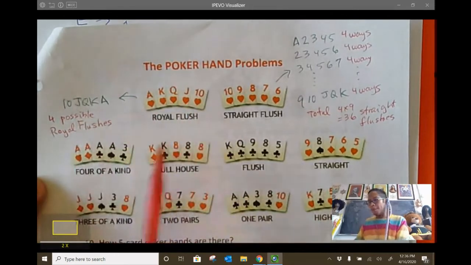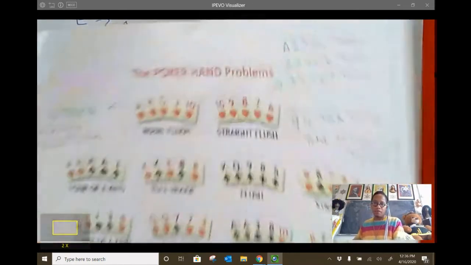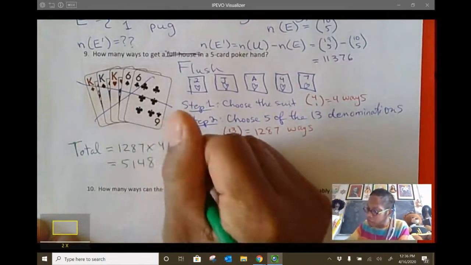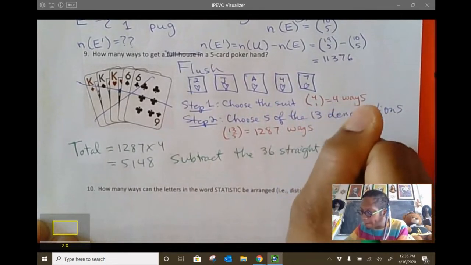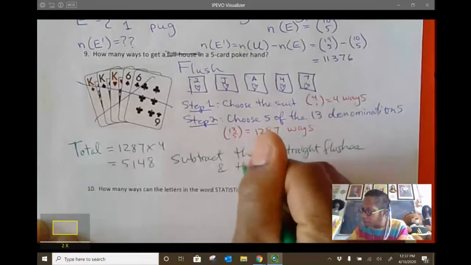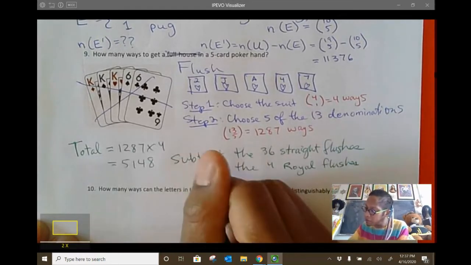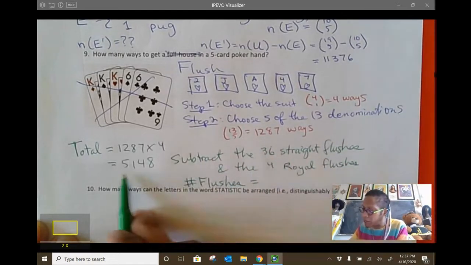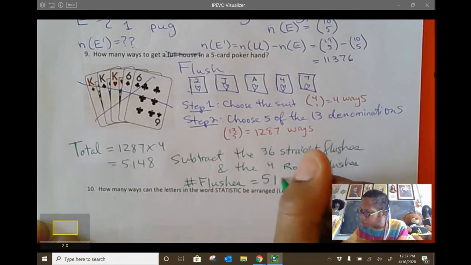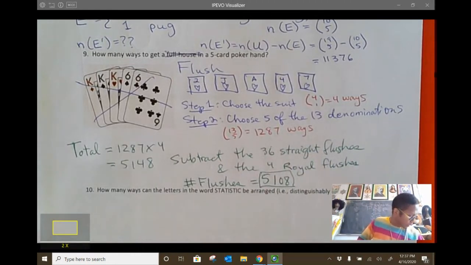Okay, so boom. We just did 3 different math problems: the number of flushes, number of straight flushes, and number of royal flushes. We actually didn't do the flush yet. To this answer, we subtract the 36 straight flushes and the 4 royal flushes. So the number of regular old flushes is equal to that number minus 40, which is 5,108. And that's what the internet will tell you, I'm hoping, if you were to cheat and find this answer online.